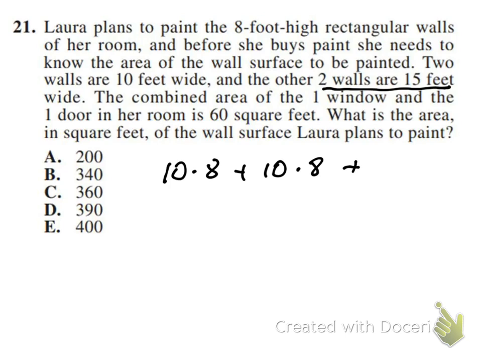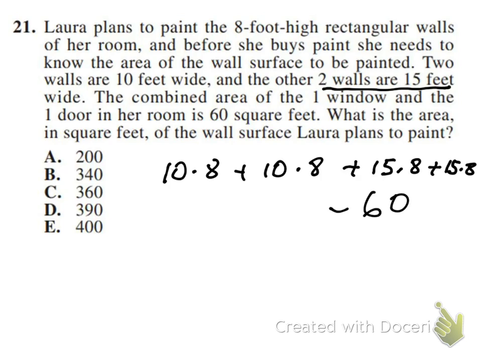15 feet, right? So 15 by 8 and 15 by 8. You could have just done that multiplied by 2, right? And then they give us this: 1 window and door are 60 square feet. Those are holes, right? There's no walls there, so we've got to subtract the holes away. So we're going to subtract 60 from this.